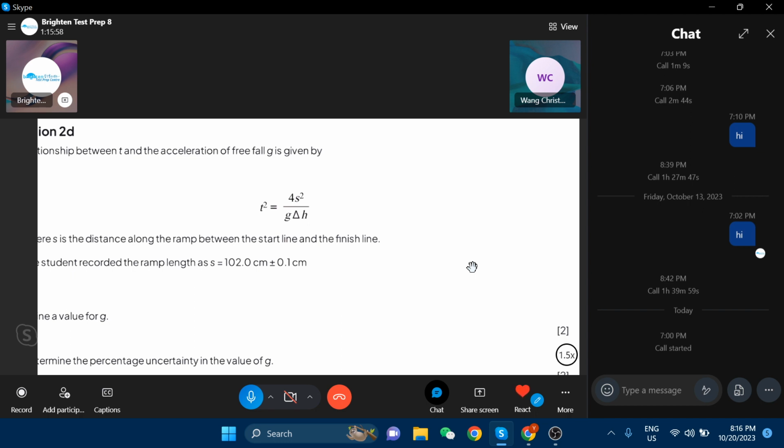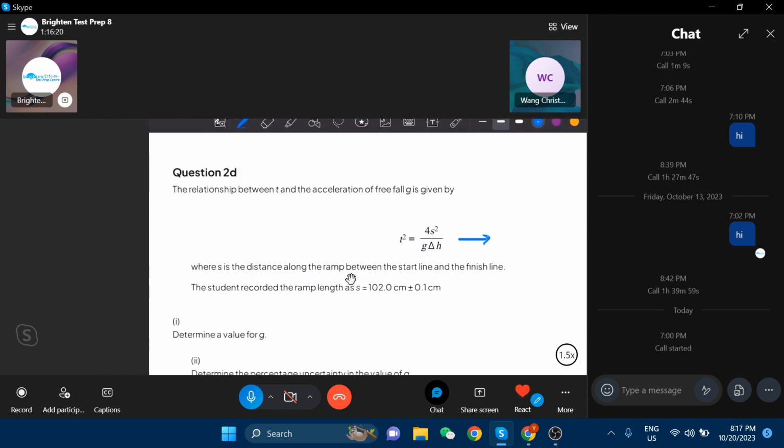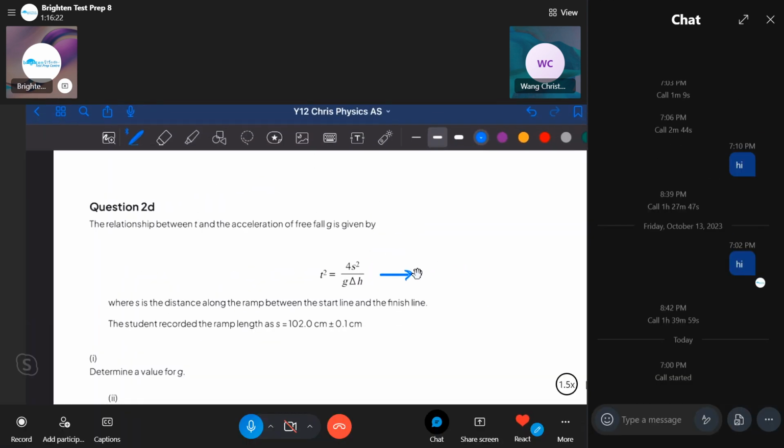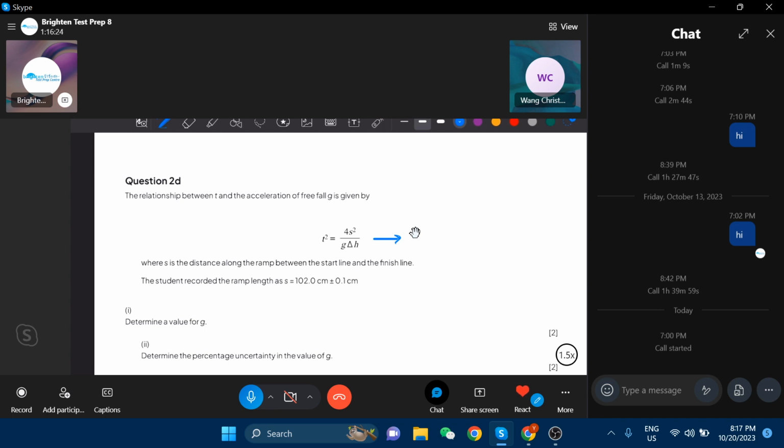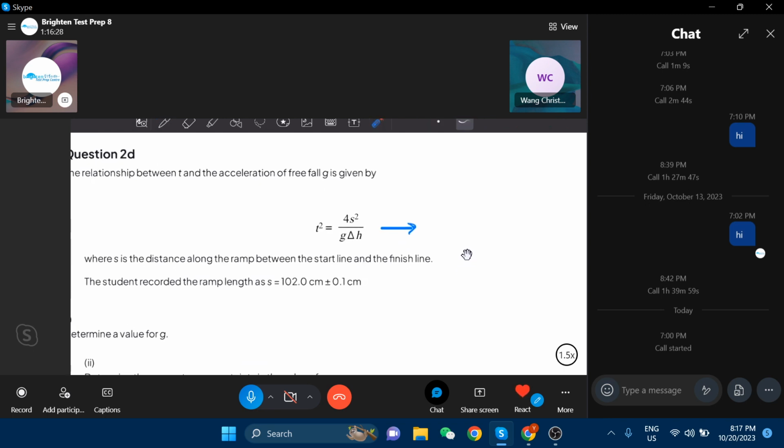If T, S, and H. Okay, yeah. So what do you mean in particular, Chris? Or precisely? We know the... Wait. Yeah. What is S? This one, also the ramp, the length of the ramp.